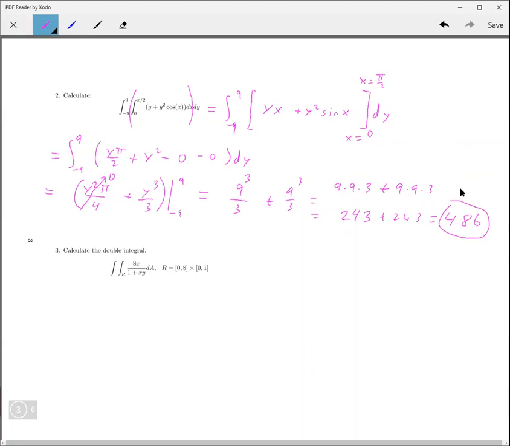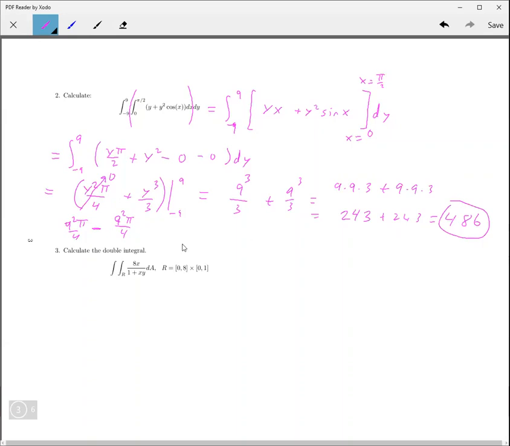Brother Hurst, yes. What happened to y squared pi over 4? How come it went to 0? Okay, so what happens is, if you plug a 9 in, and then you're going to subtract and plug a -9 in. But plugging a -9 in is the same as plugging a 9 in, because it's squared. Okay. I get it. Thank you.